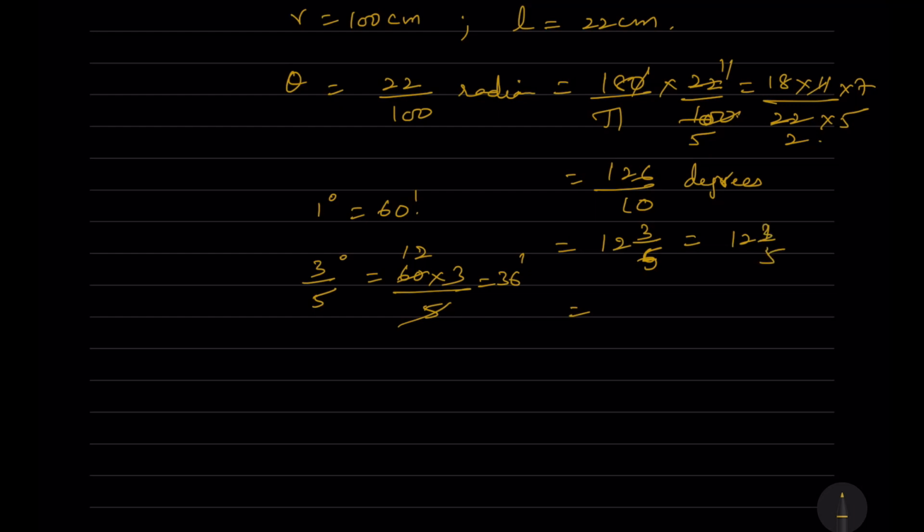This is 3 by 5, which is equal to degree. So we are converting it into minutes. So 12 degrees 36 minutes is the answer here. This is in degrees we are getting. This is a whole number. This fraction we have to convert into minutes.